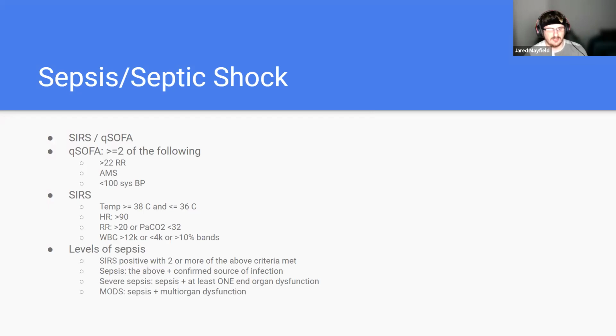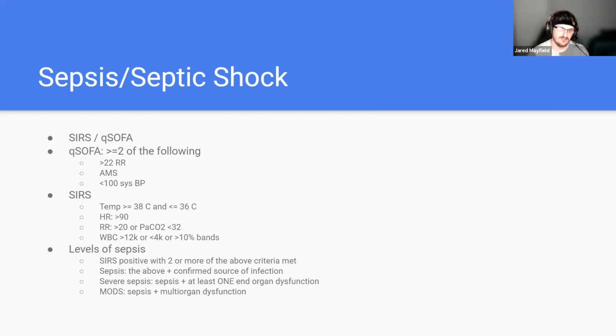And SIRS is basically two or more of the following: a temperature of greater than 38 degrees Celsius or less than 36, heart rate above 90, respiratory rate above 20 or a PaCO2 of less than 32, and a white blood cell count of greater than 12,000 or less than 4,000, or 10% or more bands.